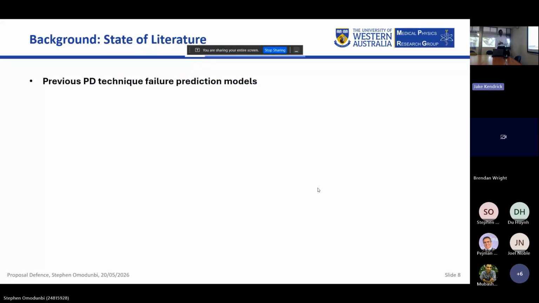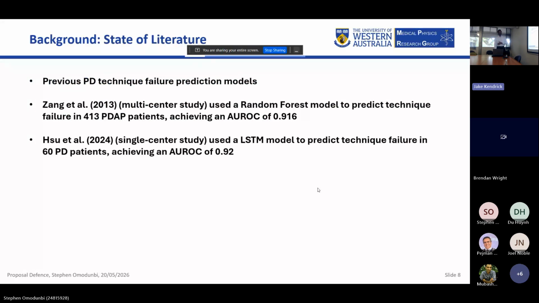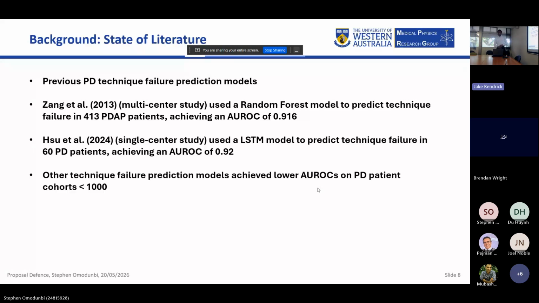Currently, the state of the literature for PD technique failure prediction: there have been a few models. These are the two with the greatest performance that I found in my literature review, using an LSTM model and a random forest model. However, all the technique failure prediction models that I've seen in my literature review work on patient PD cohorts with less than 1,000, and most of them didn't include any external validation. So that's a bit of a gap in literature.